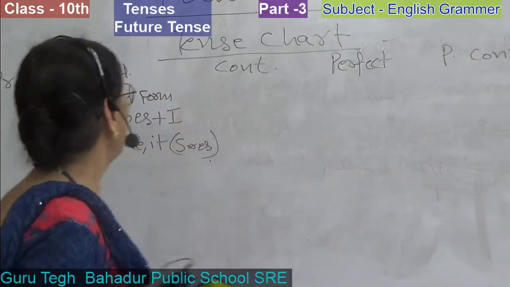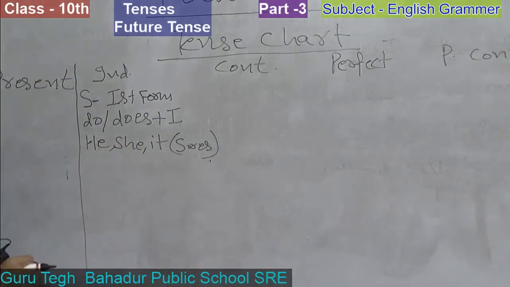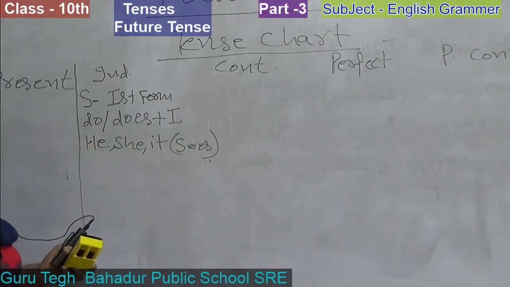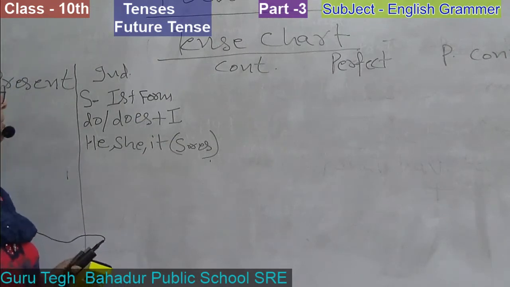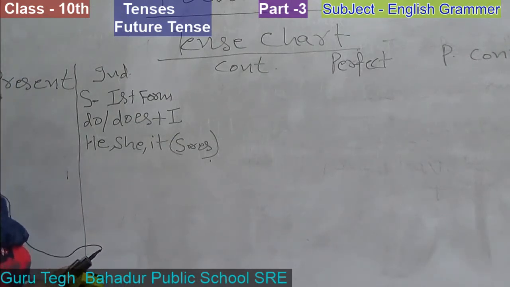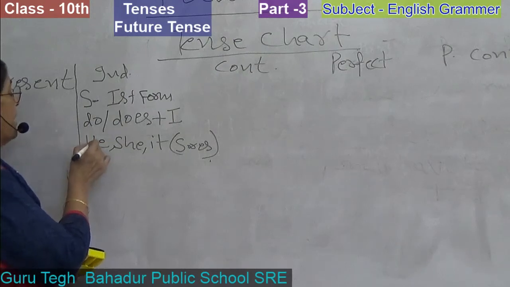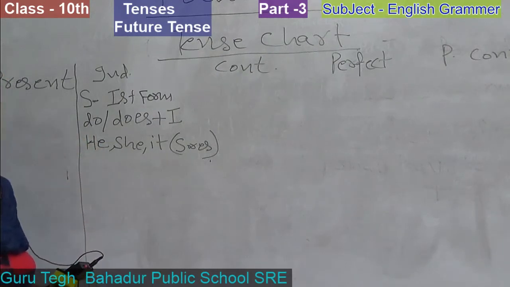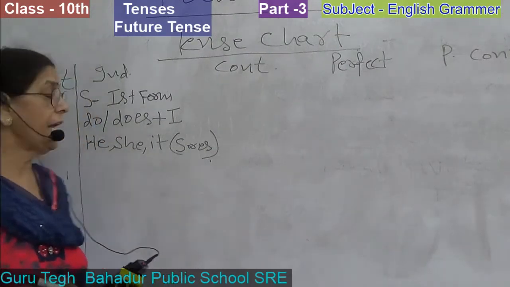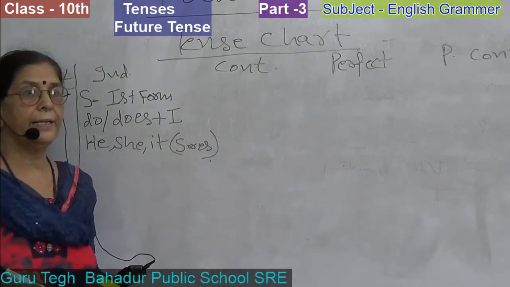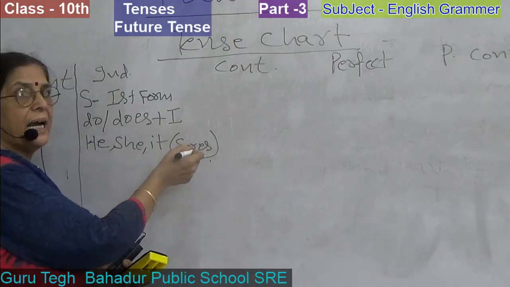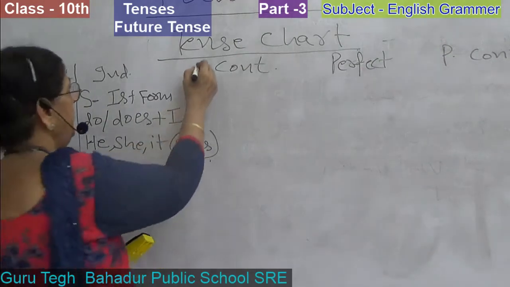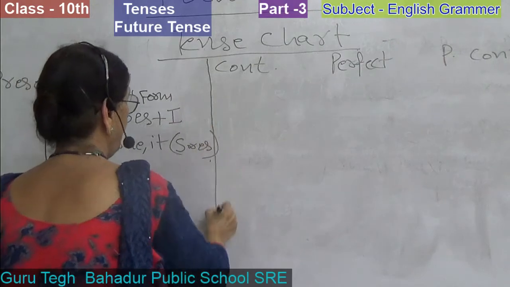For example, I go. This is a simple sentence. In negative sentence, I do not go. In interrogative sentence, do I go? But when I use he, I will not say he go. What I will say is, he, she goes. With first form, we have to add S or ES.